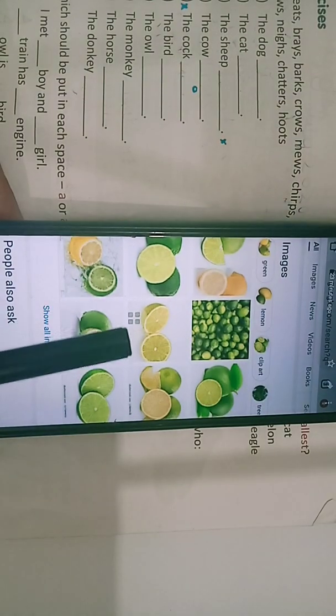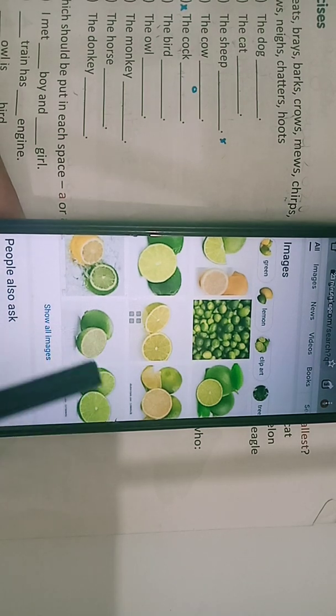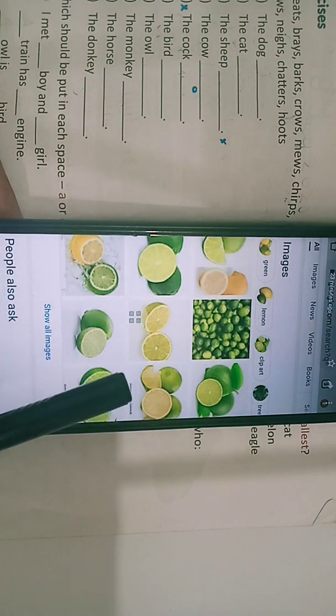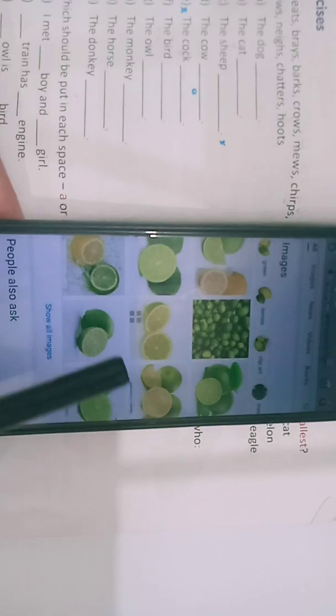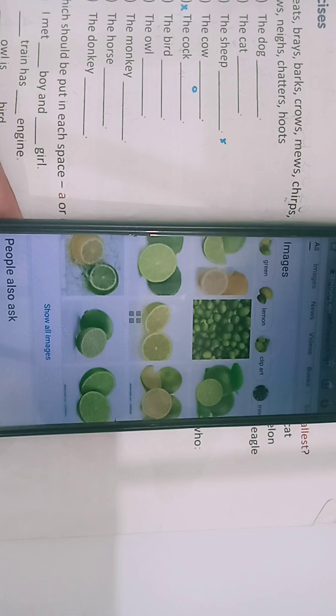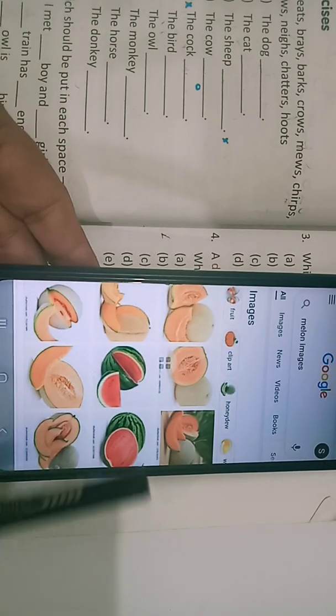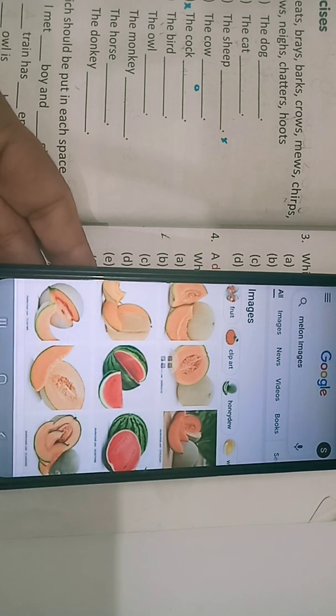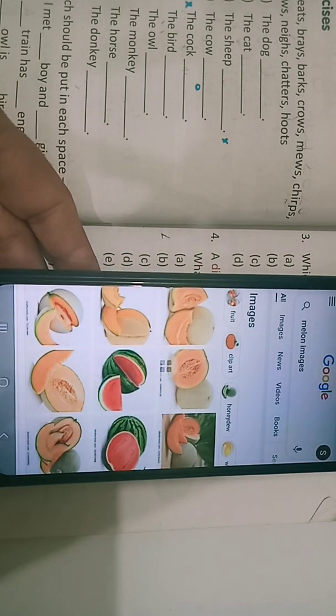This is picture of lime. It means we are talking about lemon. These are lemons. Look at here. I am talking about lime, it means lemon. Next one is of melon. M-E-L-O-N, melon.